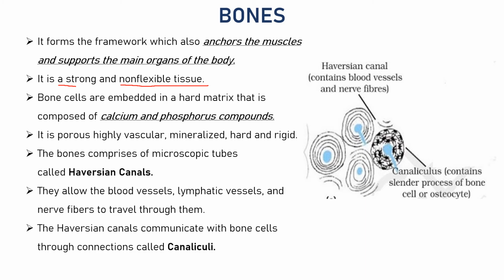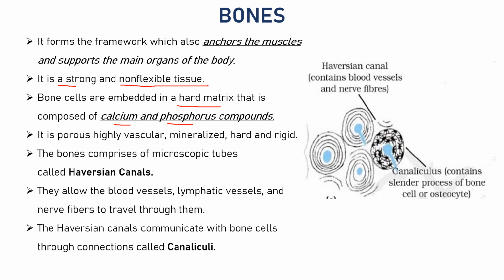Bone cells are embedded in a hard matrix that is composed of calcium and phosphorus compounds. Children, this is very, very important. The matrix of bones is composed of calcium and phosphorus. That is why it is very important to have calcium in your diet. So you should have a lot of milk and eggs, which supply calcium to you.